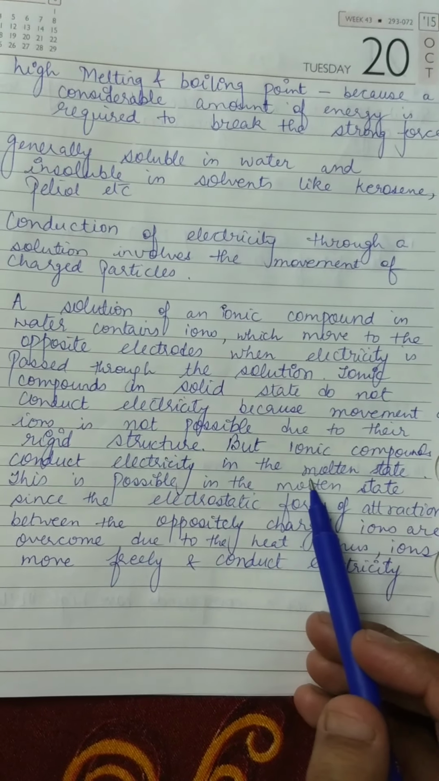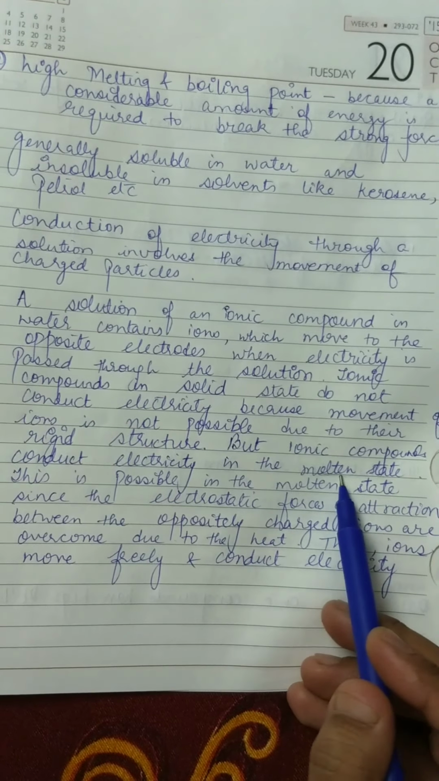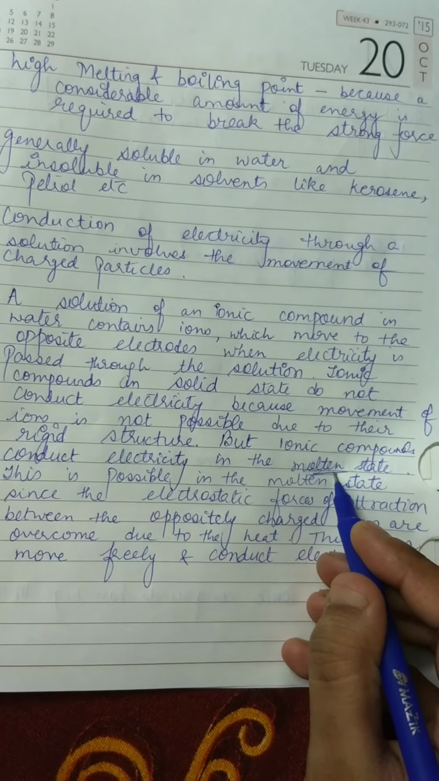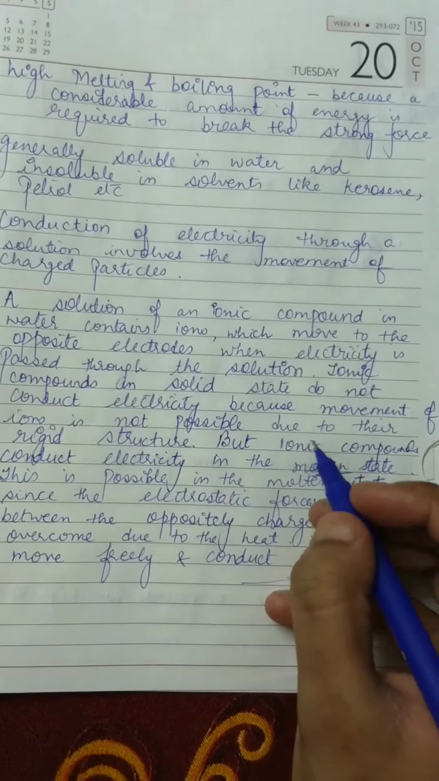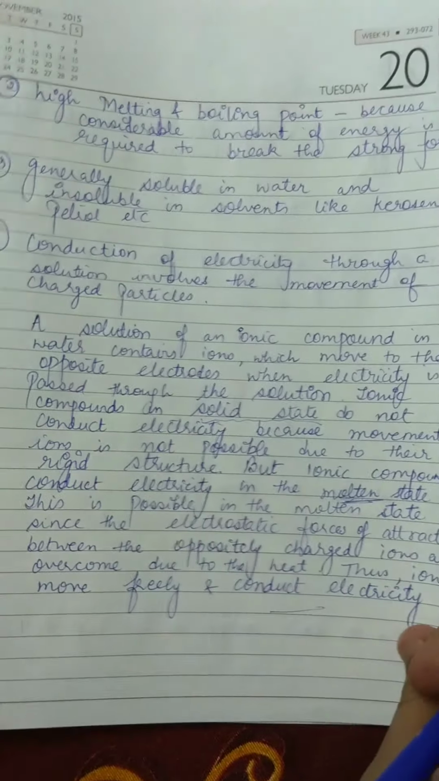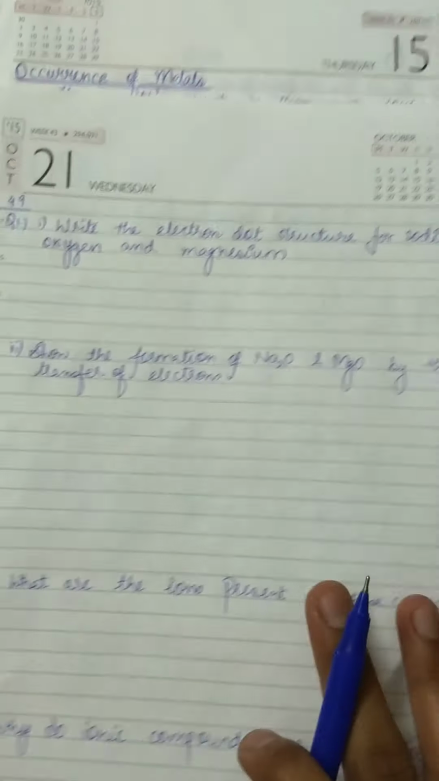But when they are in the molten state, they will conduct electricity, because in the molten state the ions separate and the ionic solution will conduct electricity. But in the solid state, it will not conduct electricity due to its rigid structure.